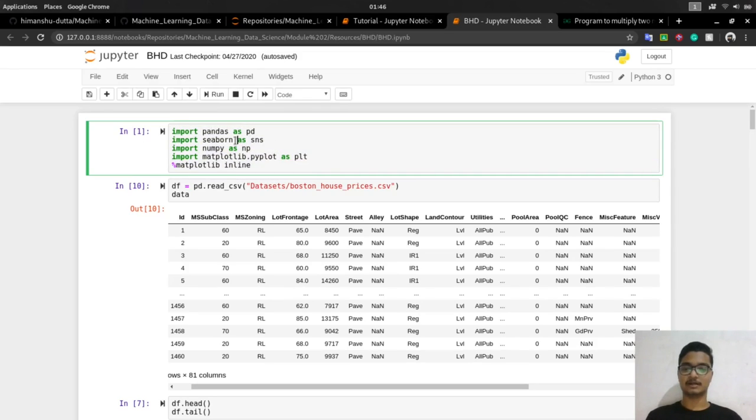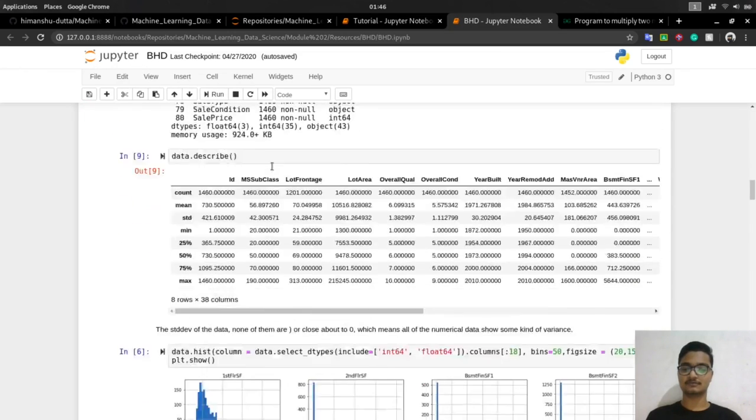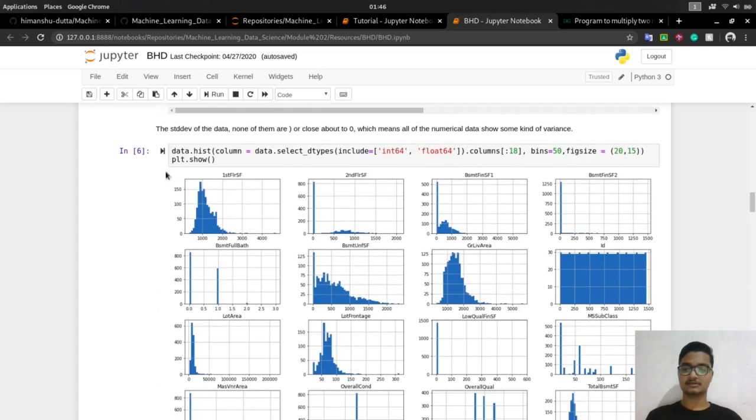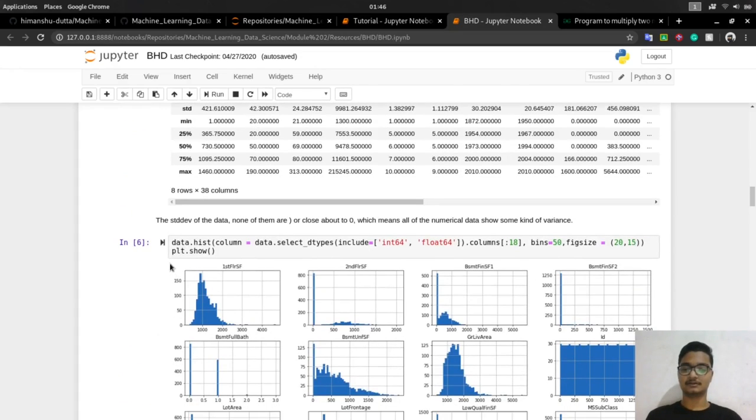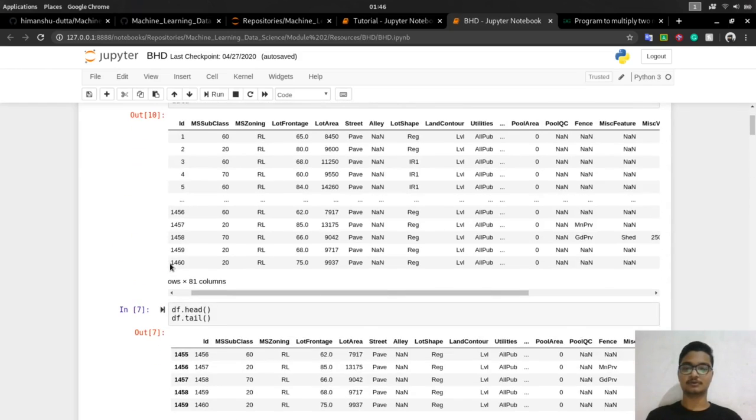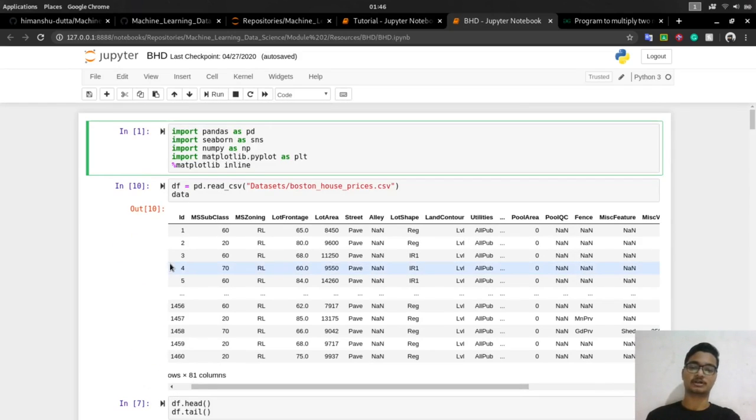So I have imported Pandas, Seaborn, NumPy, and Matplotlib. What this particular line does is it's not any import statement. It's basically a magic function in Jupyter Notebook. What it does is it renders all the graphs that we will draw within the notebook itself, and not as a pop-up window output. So you have to do this so that it recognizes that the graph has inline output.